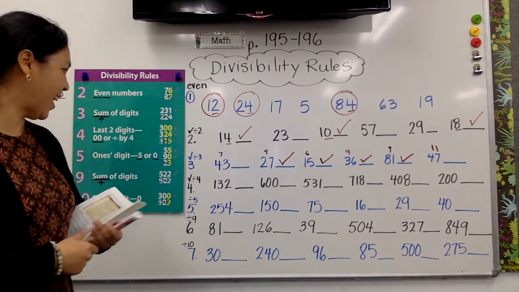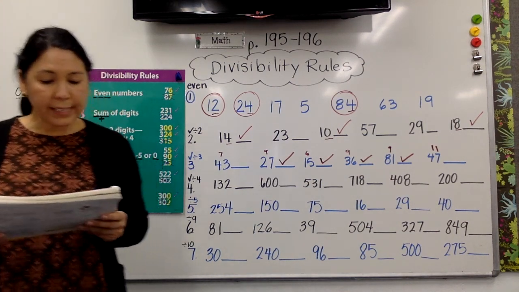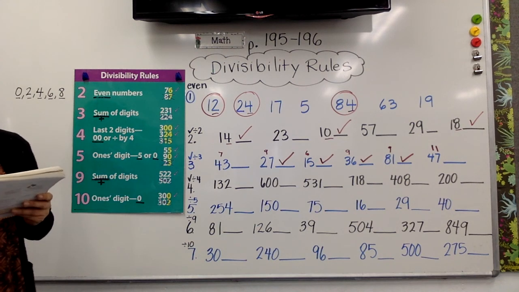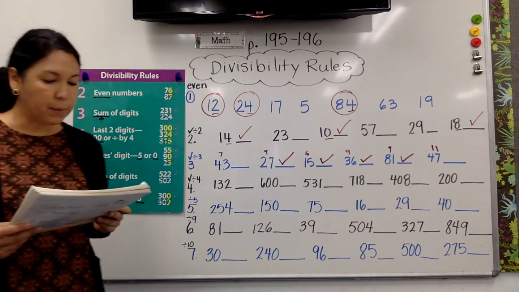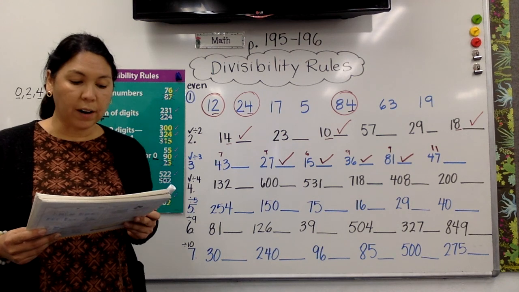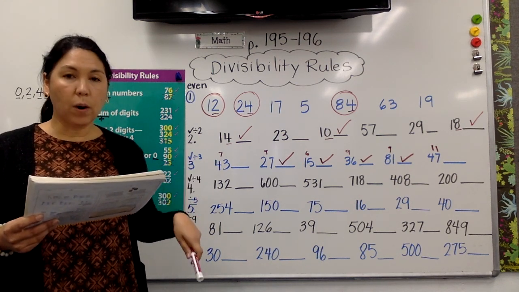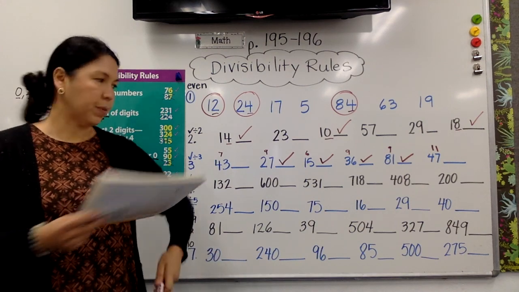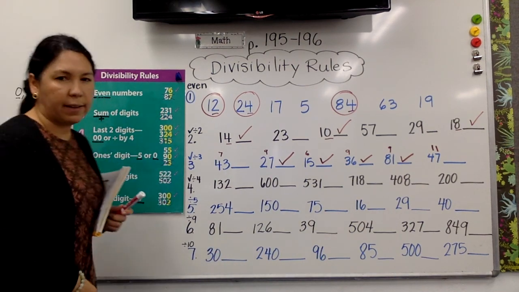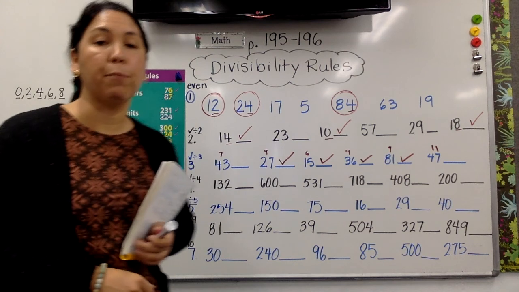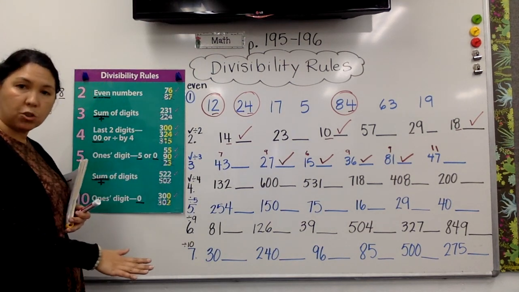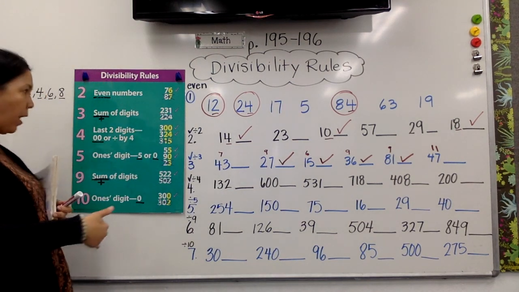All right, let's do the next one, number 4. It says, a number is divisible by 4 if the last 2 digits are both zeros or if they are divisible by 4. Okay, so I have to kind of speed this up because I see our time running out. So if you want to pause and try this, if not, just do it with me right here.